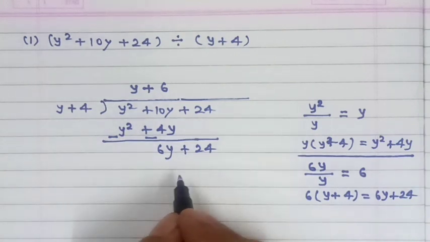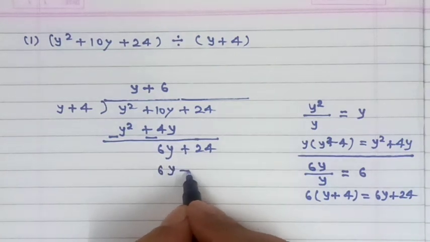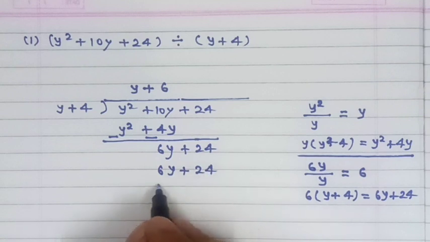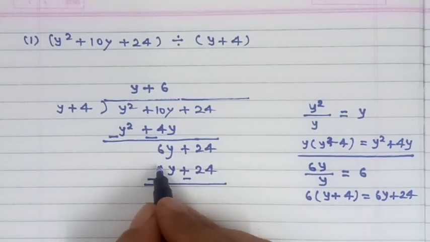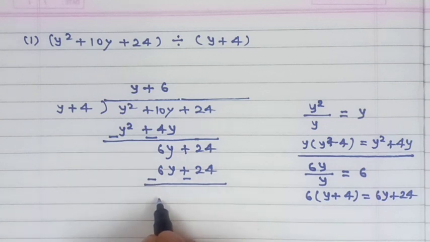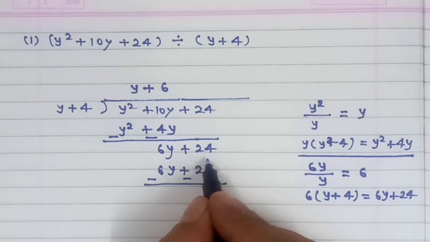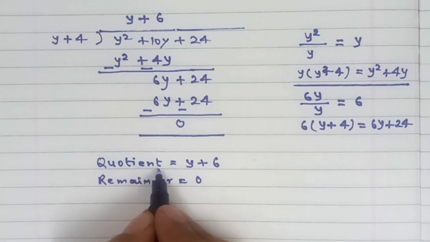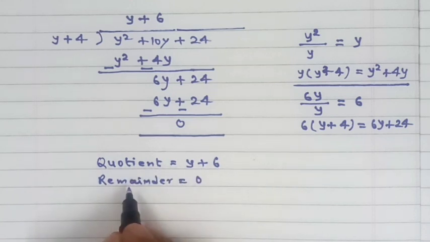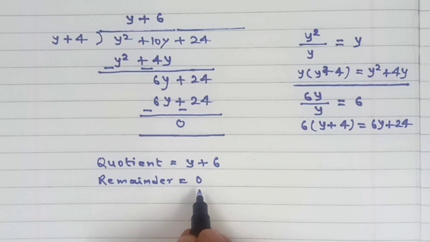Now this 6y plus 24, write below it and subtract. When you subtract, sign changes. 6y minus 6y is 0, and 24 minus 24 is 0. And when you get remainder 0, the operation of division ends. So you got your quotient y plus 6, and remainder is equal to 0.